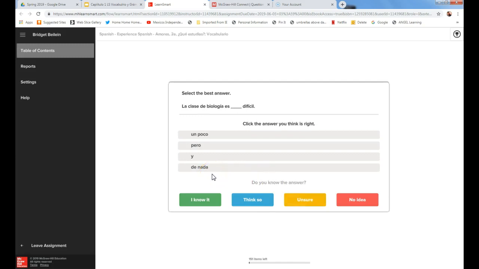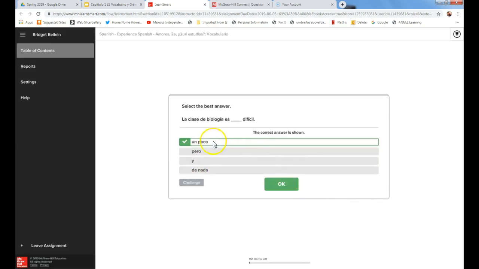Okay, so select the best answer. La clase de biología es blank difícil. So let's say you have no idea. It's going to give you what the correct answer is, and then it recycles it back so that you have to answer it again.